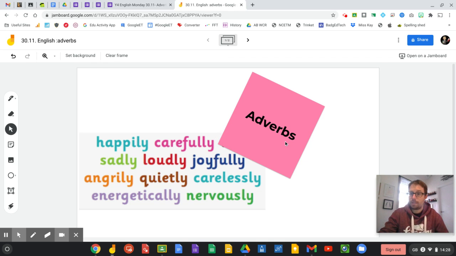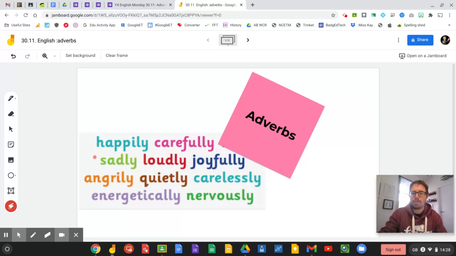We are starting a new week and we are looking at adverbs today. Now we're going to look at what an adverb is, what they do to a sentence, how we use them, how to spell them, and then we're going to be starting creating some sentences involving them before we start building towards a bit of descriptive writing where adverbs will be really useful towards the end of the week.